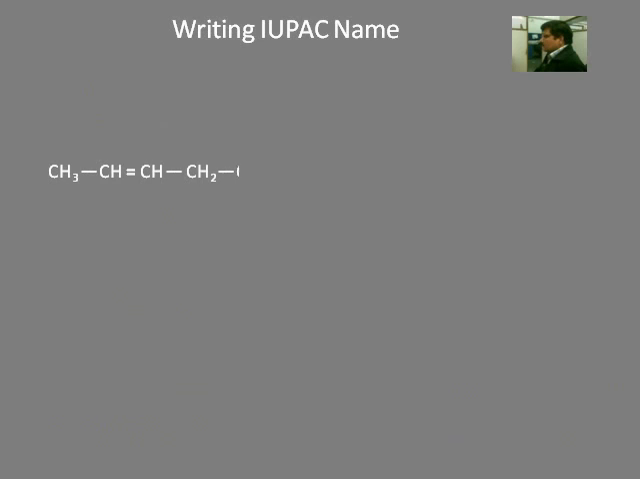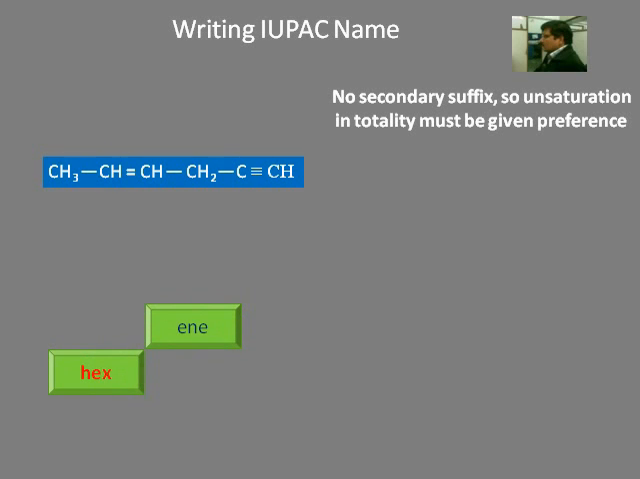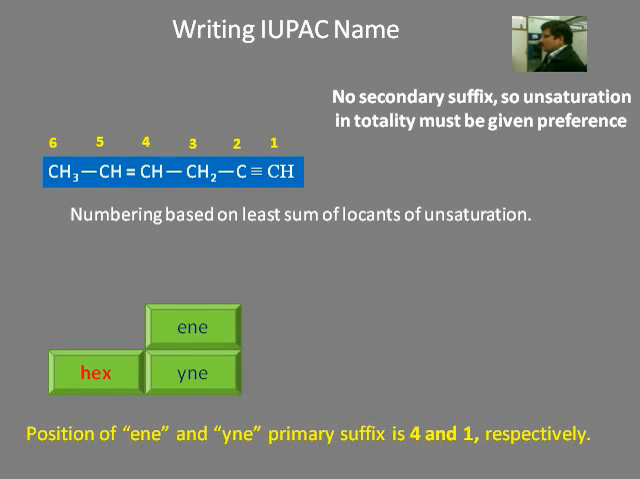See yet another molecule. This is the principal chain. No secondary suffix, but unsaturation is present. So unsaturation in totality must be given preference. Word root is hex. Primary suffix ene and yne both. Numbering will be done from right side. 1, 2, 3, 4, 5, 6. Numbering is based on least sum of locants of unsaturation, which will be 1 plus 4, 5. Position of ene and yne, primary suffix, is 4 and 1 respectively.